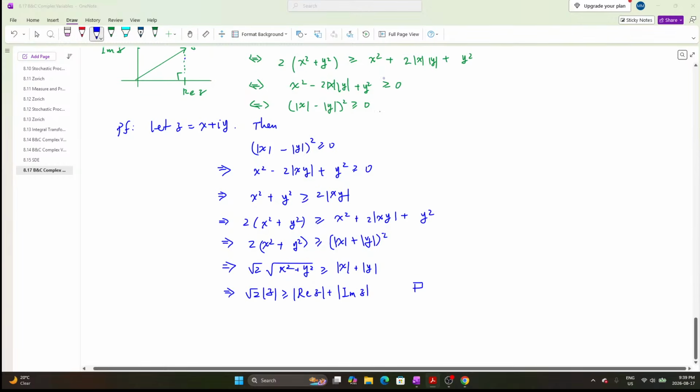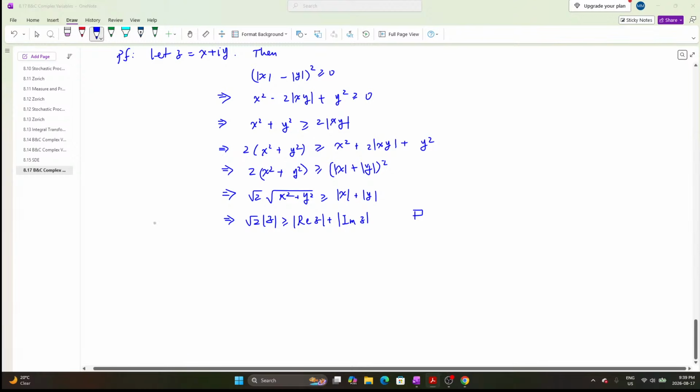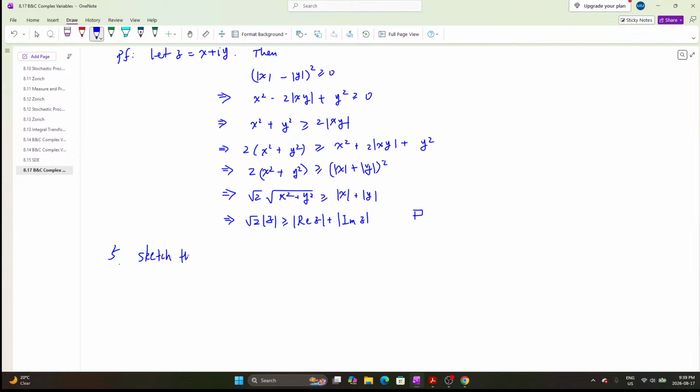Okay, so that's question number 4. Let's go. Question number 5. So we wanted to sketch the points given by the inequalities. So sketch the region, basically. Sketch the set of points.